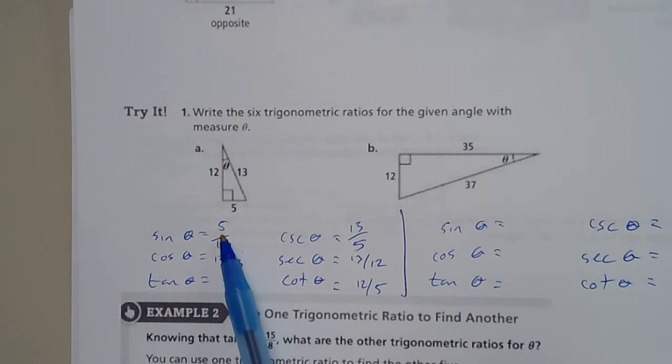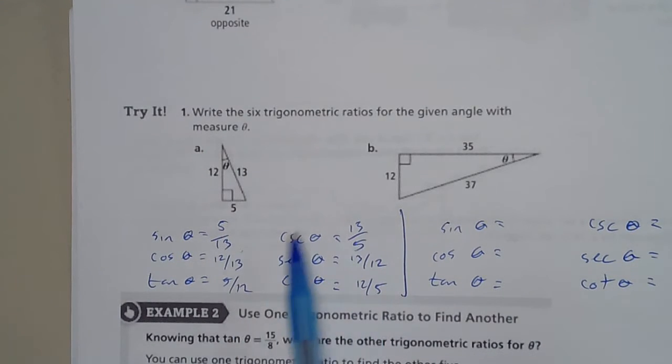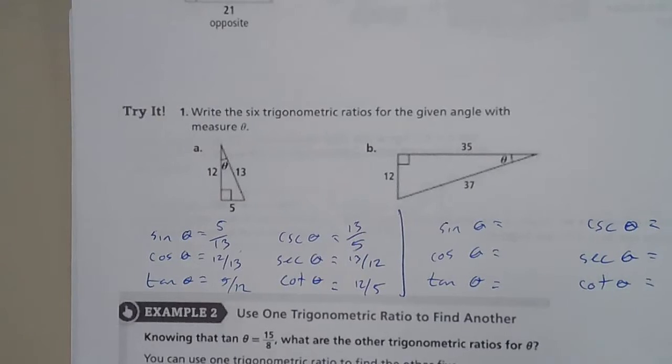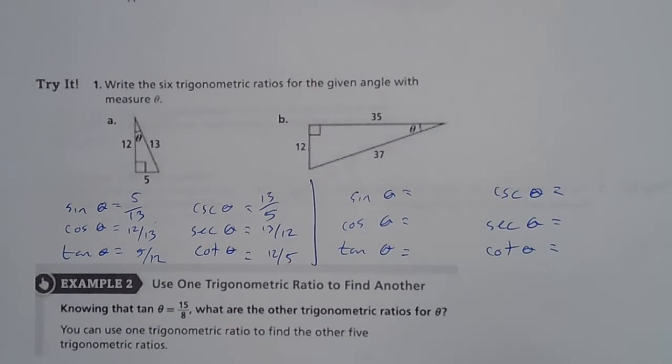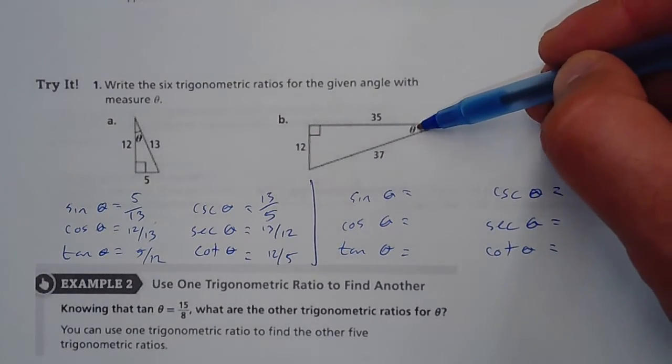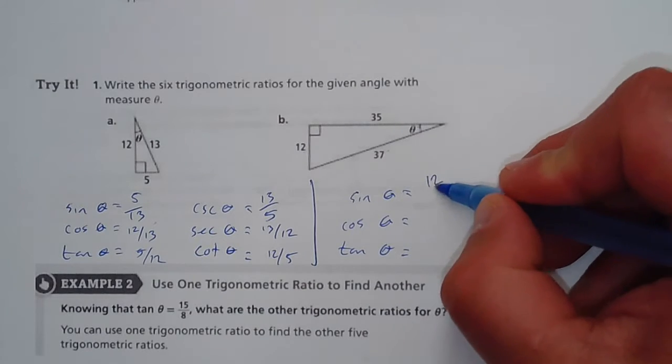All right, so there's those 6. I basically write sine and then I just flip it to write cosecant right away. And then I write cosine and I flip it to write secant. Then I write tangent and then I just flip it to write cotangent. Keeps it pretty simple. So I'll show you exactly what I'm talking about here. If I was doing this one, I said sine of theta. Sine is opposite over hypotenuse, so 12 over 37.